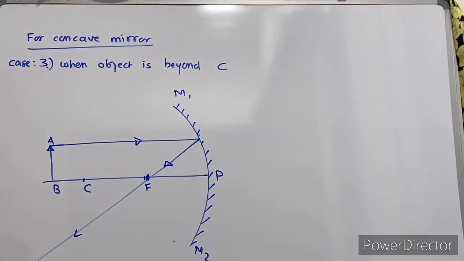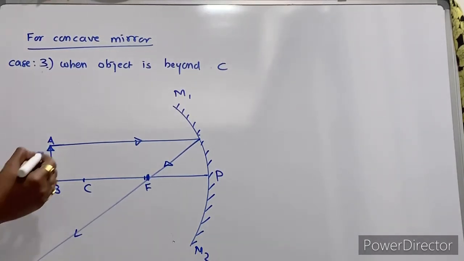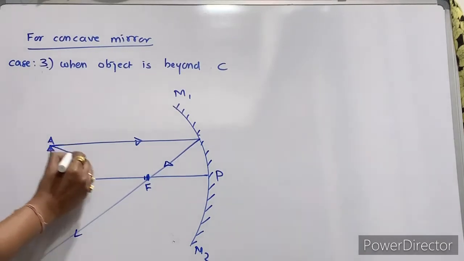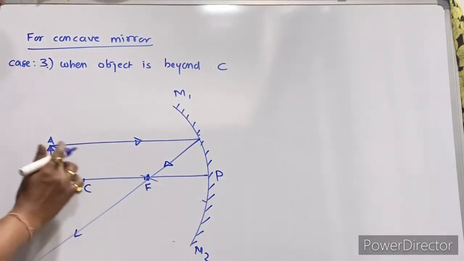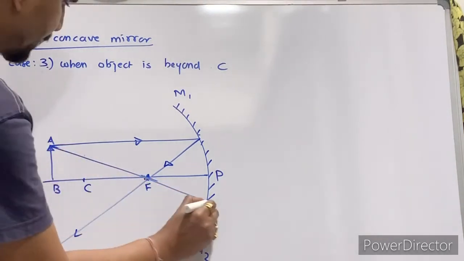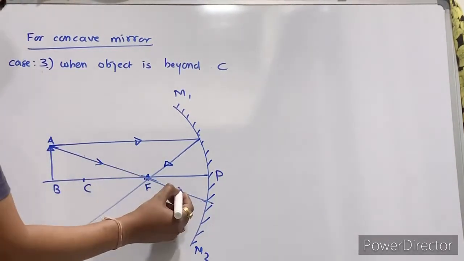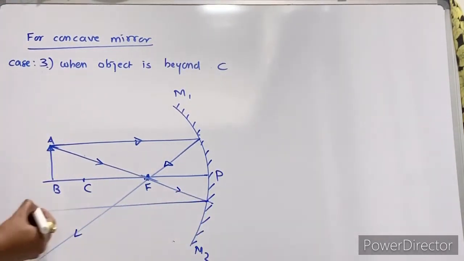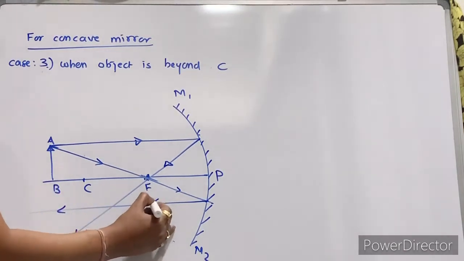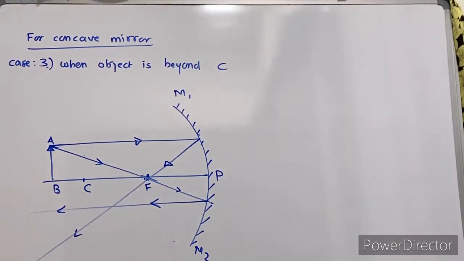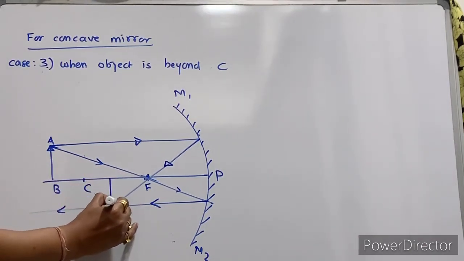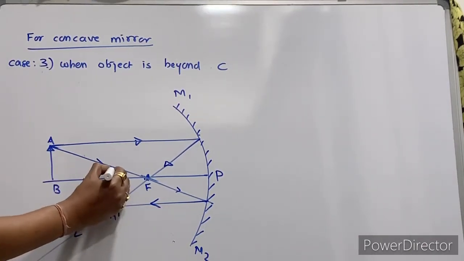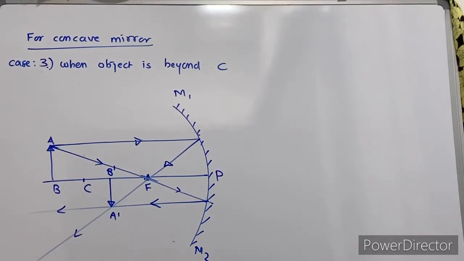Right. The second ray will pass through the focus. This ray will pass through the focus, and after that it will go parallel to the principal axis. So the intersection of these two will be the image formed, which is your A dash, B dash.